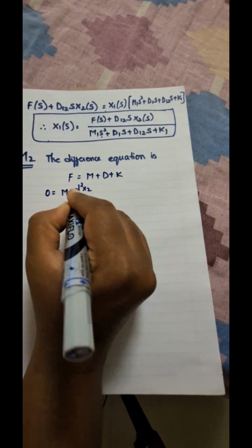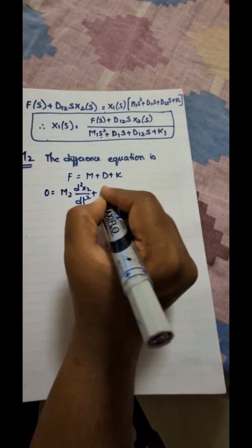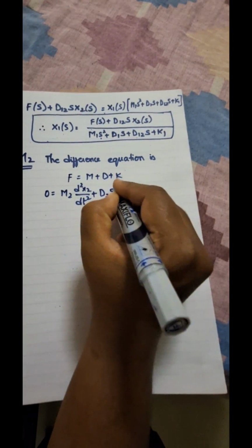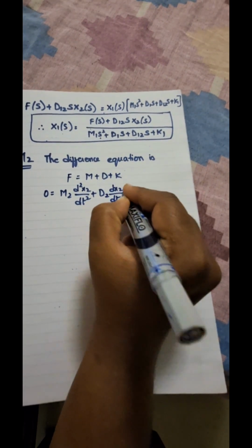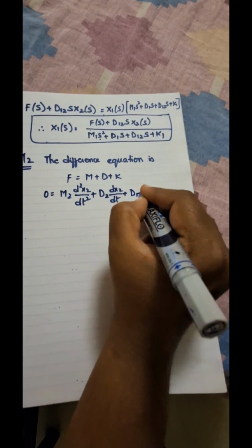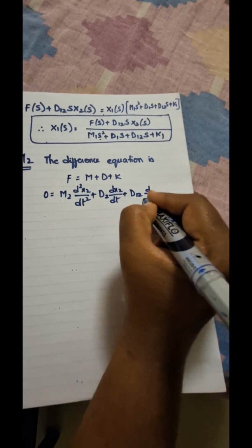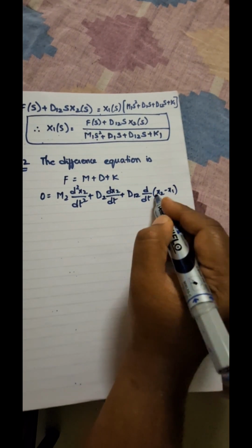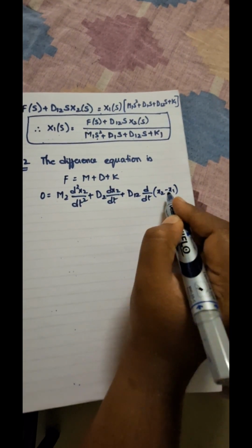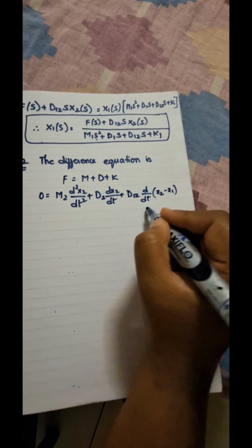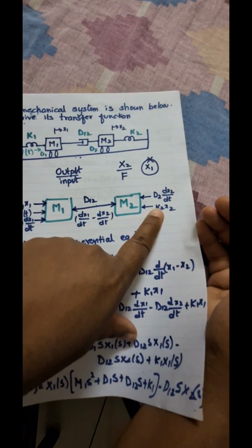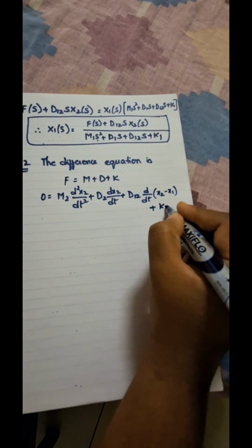So d square x2 by dt square plus d, here d2 and d12. We have to. So d2 dx2 by dt plus d12 d by dt of x2 minus x1. You should remember this, x2 minus x1. The reason is we are talking about m2, plus we wrote d12, we wrote d2, then we have k2 x2.